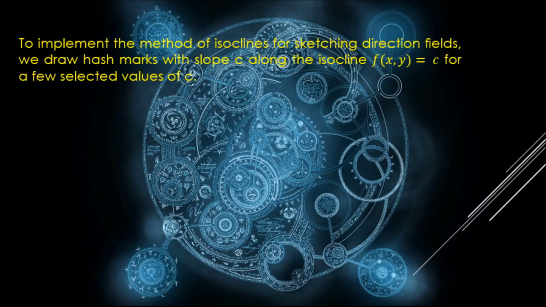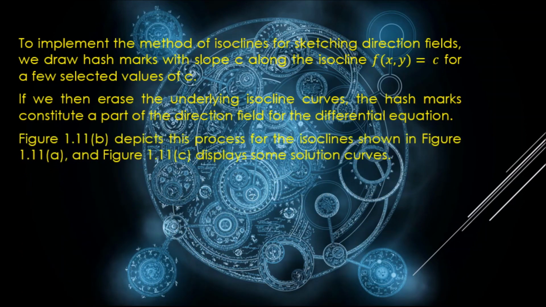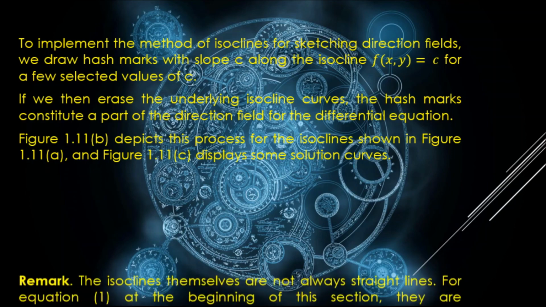To implement the method of isoclines for sketching direction fields, we draw hash marks with slope c along the isocline f of x and y equal to c for a few selected values of c. If we then erase the underlying isocline curves, the hash marks constitute a part of the direction field for the differential equation. Figure 1.11b depicts this process for the isoclines shown in Figure 1.11a, and Figure 1.11c displays some solution curves.